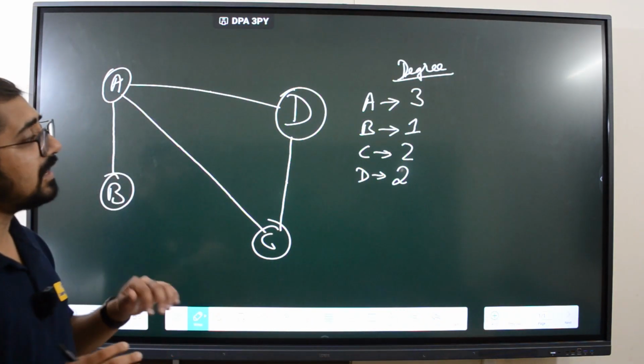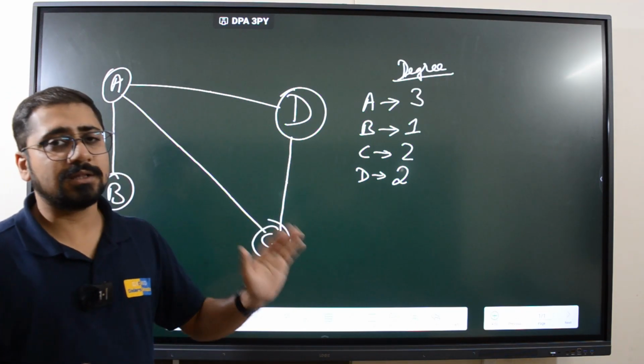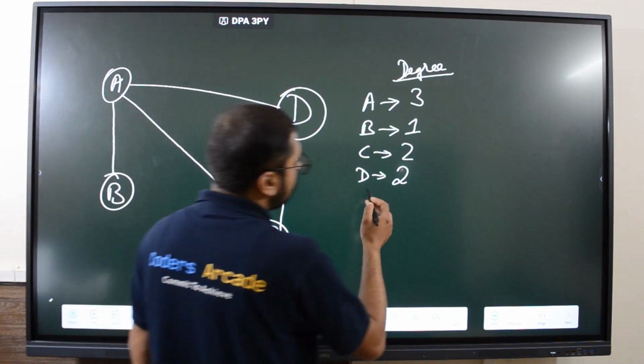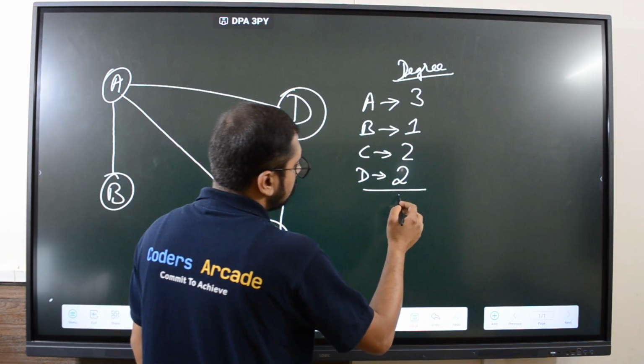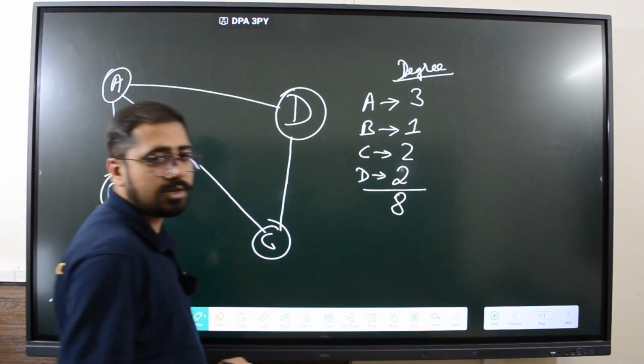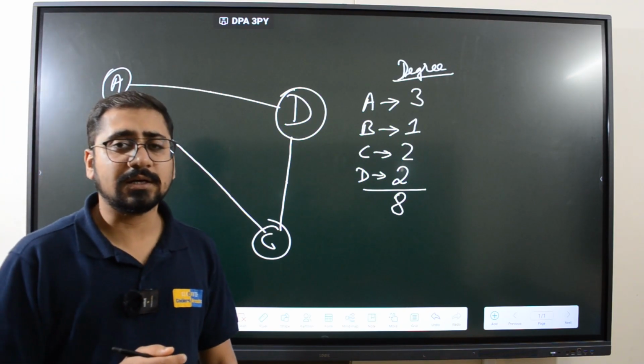Okay, and if we have to check the total number of degrees, the total degree here is equal to 8. Okay, now this is about an undirected graph.